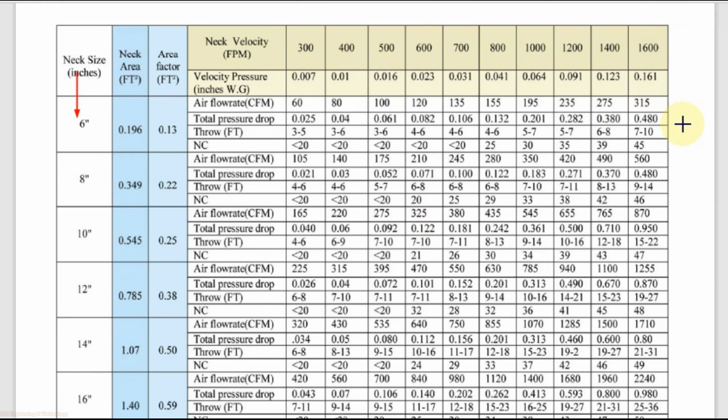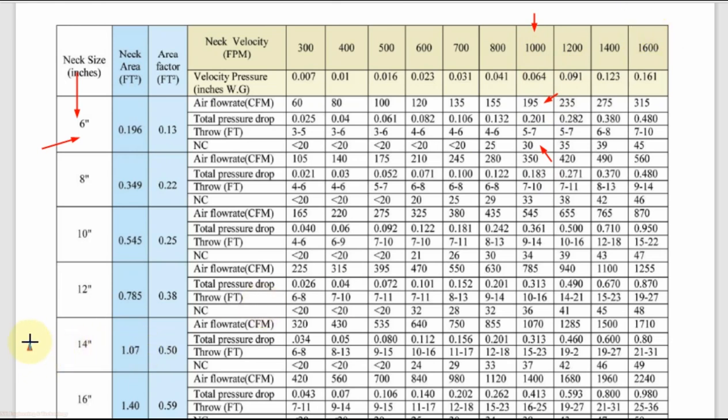But if your duct is designed at higher velocity and you can select the next size at higher velocity, then you can first see the NC level. Suppose for 6 inch neck size we can see the NC level 25-30. If our NC level limit is 30, so we will select this one. And for this we have the CFM value for 6 inch neck size 195, but we need for it 1000 fpm neck velocity. If we have in our duct for the neck 1000 fpm, then we can select this 6 inch neck size for 195 CFM.